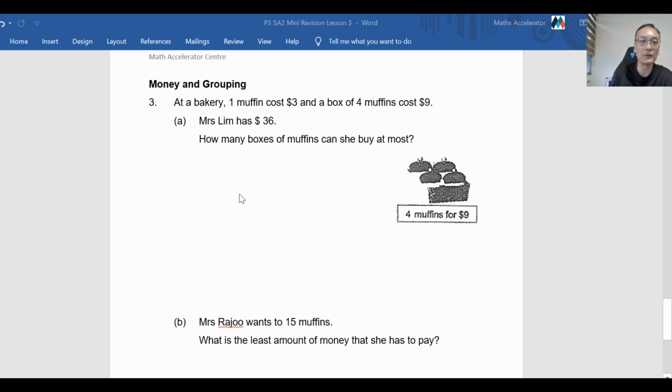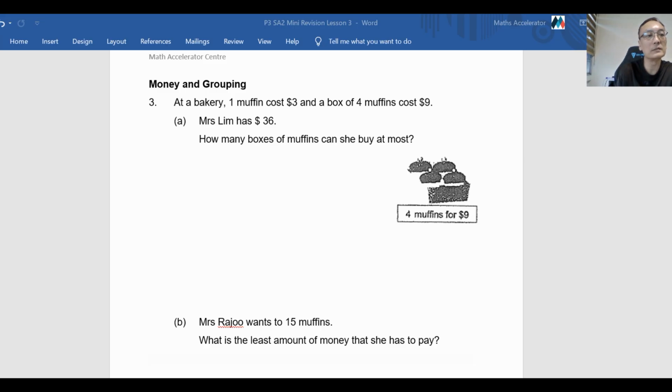So the third question will be focusing on money and grouping. Grouping means items that are sold as a group. Okay, let me read the question to you first. At the bakery, one muffin costs $3 and a box of 4 muffins costs $9. Mrs. Lim has $36. How many boxes of muffins can she buy at most? And B, Mrs. Raju wants to buy 15 muffins. What is the least amount of money that she has to pay?